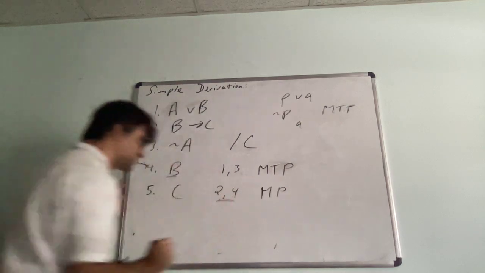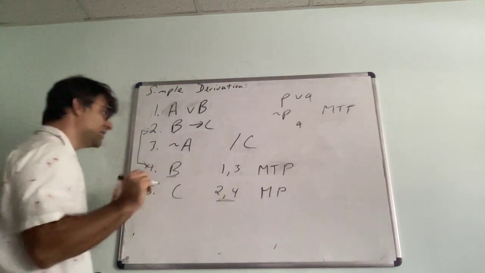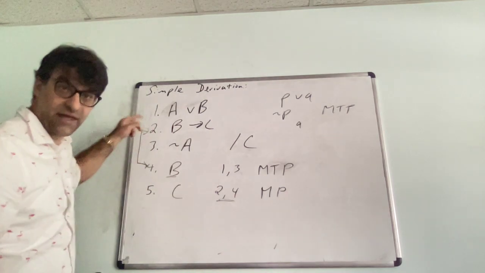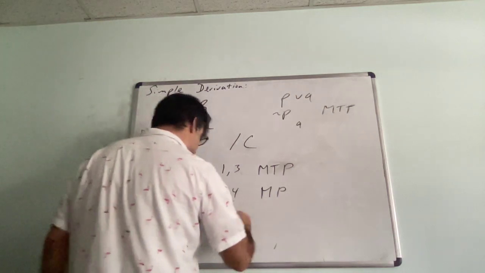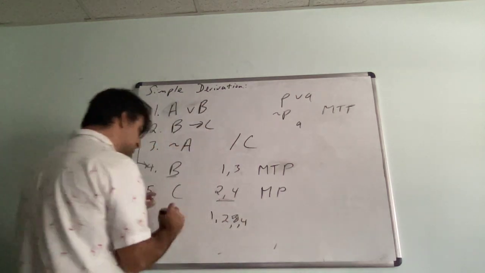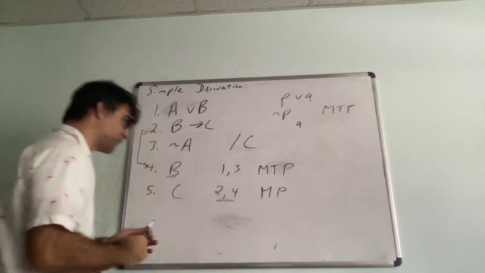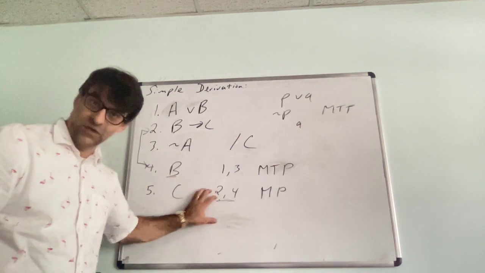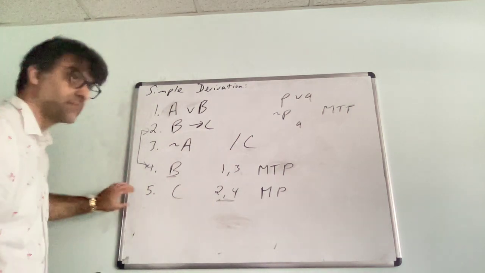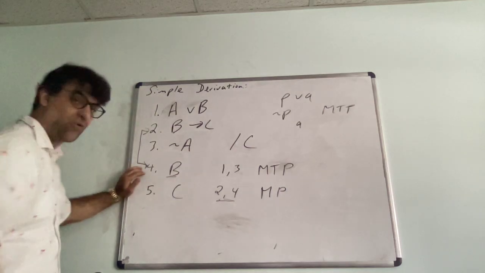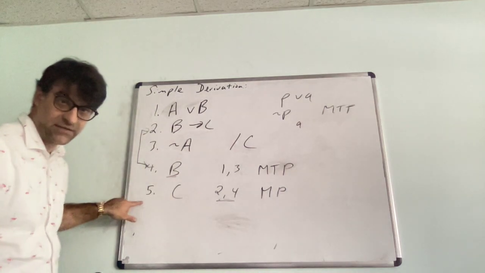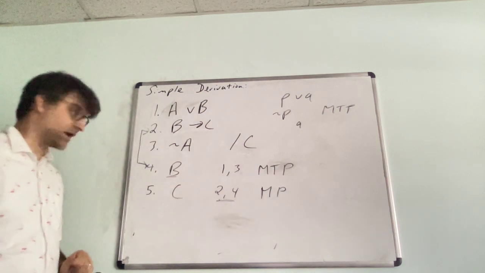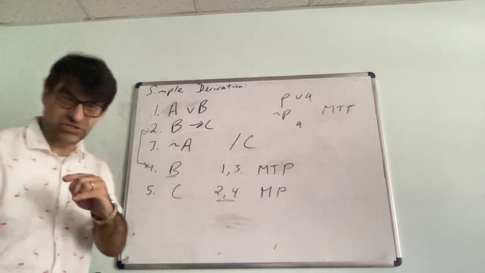Notice I still only use two lines here. Some of you get tempted to follow a two-step process: I got B from lines 1 and 3, and then I got C from 2 and 4, so it's 1, 2, 3. No, don't do this. Each inference takes two lines following one of the patterns. So once you have 1, 2, 3, and 4, you can deduce C using lines 2 and 4 and the modus ponens pattern. All right, that's the procedure.